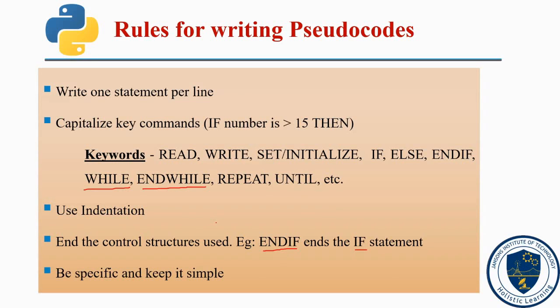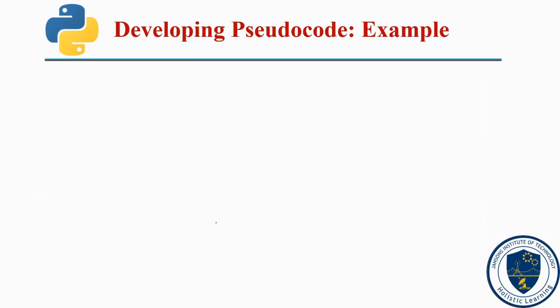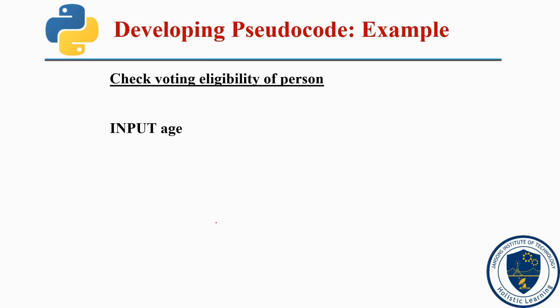Now here we are going to develop pseudocode for two different examples. First example: check voting eligibility of a person. Initially I have to input the age. So INPUT is a keyword which I have capitalized. After that I have to check whether the age is greater than or equal to 18, which is the condition for voting. So I am going to check IF age is greater than or equal to 18.